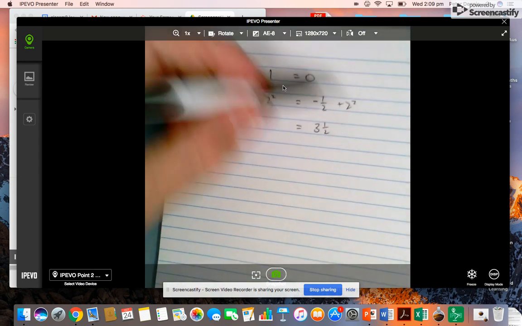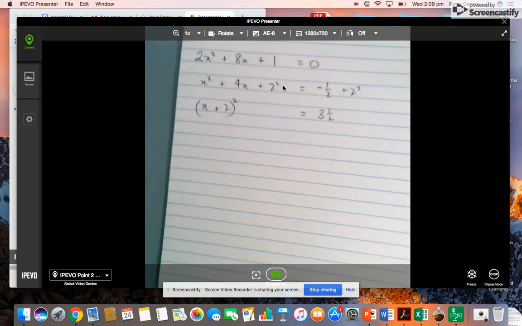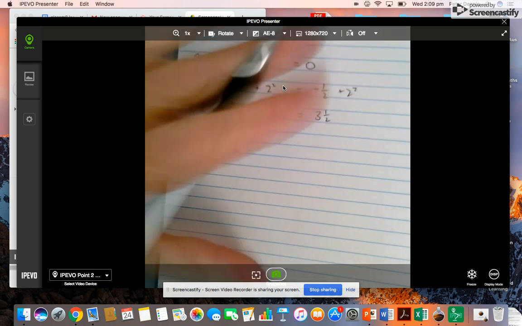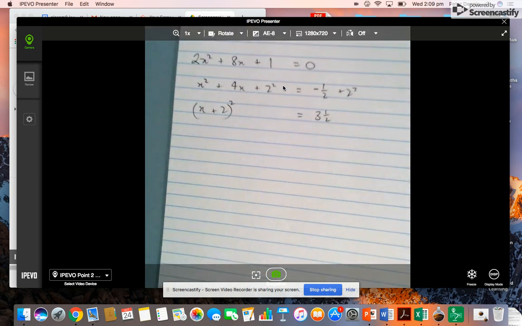If there isn't a zero on this side and we want to complete the square, it becomes a lot trickier. I might just leave that there, completing the square in terms of equations.